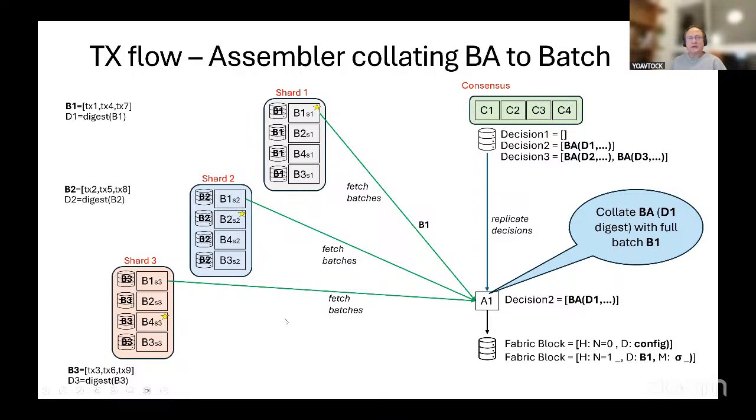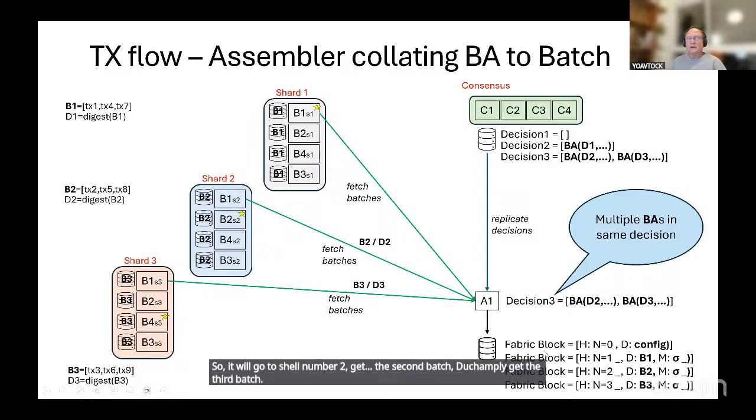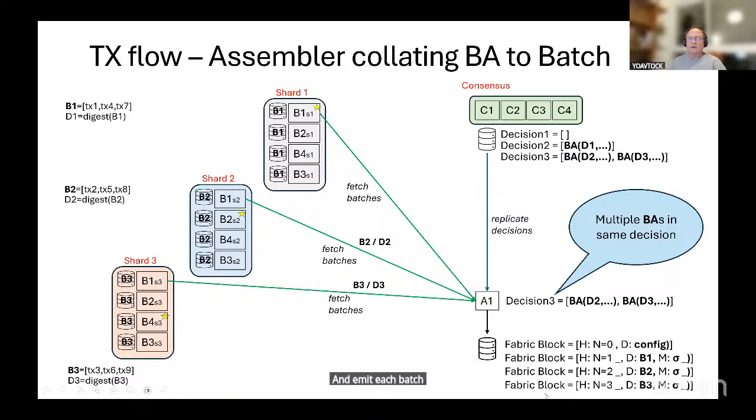In the next stage, it will consume decision number 3. And here, instead of just one, there are 2 batch attestations, which means that digest 2 and digest 3 can be included in the ledger. So it will go to shard number 2, get the second batch, to shard number 3, get the third batch, and emit each batch in a Fabric block.